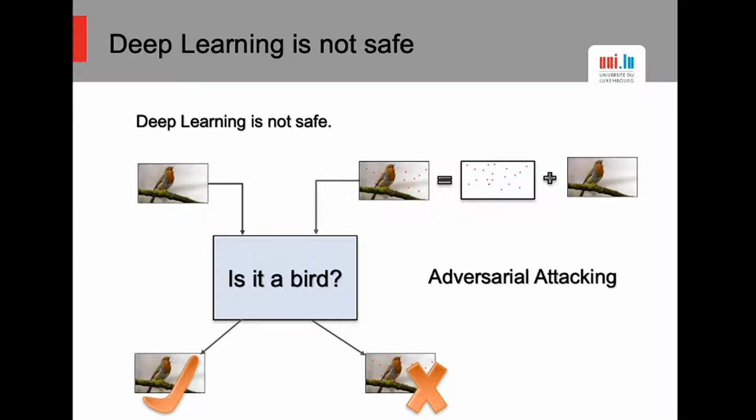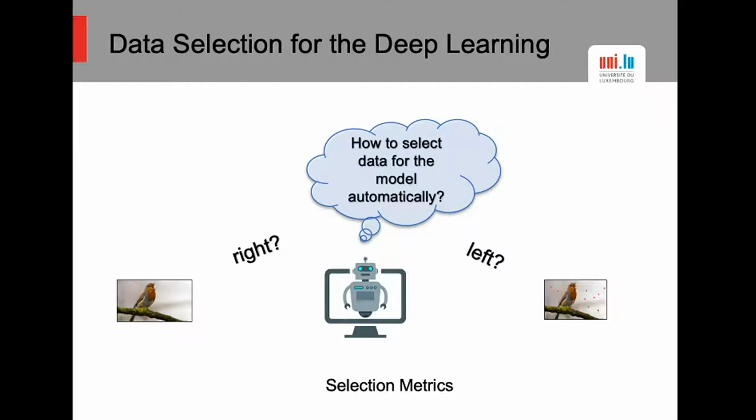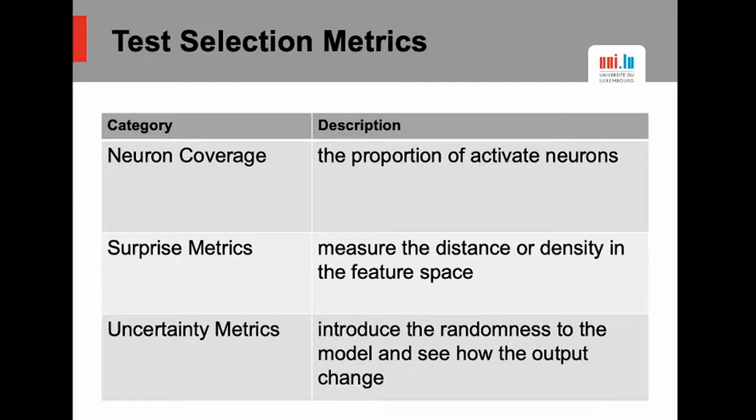It is known that deep learning is not safe. Adversarial attacks perturb the input by adding noise to flip the result. Usually, we expect that we can use adversarial data to train and test the model. Every day, there is a lot of new data, and how to select the data for the deep learning model is very challenging. Some selection metrics are proposed to select the data. There are some designed selection metrics to select data for the deep learning model.